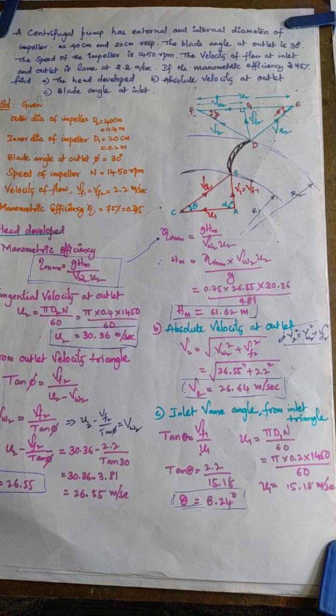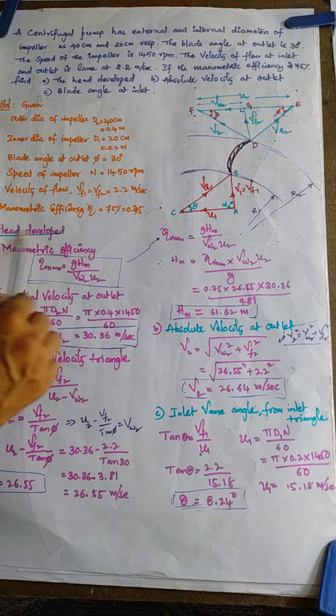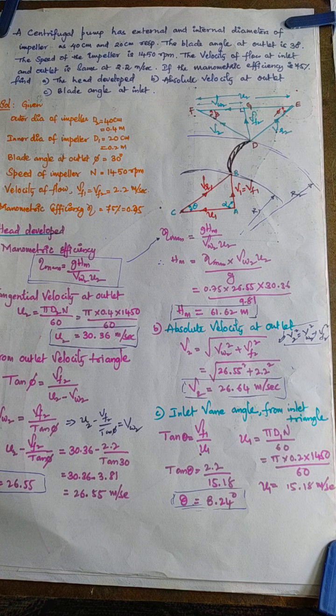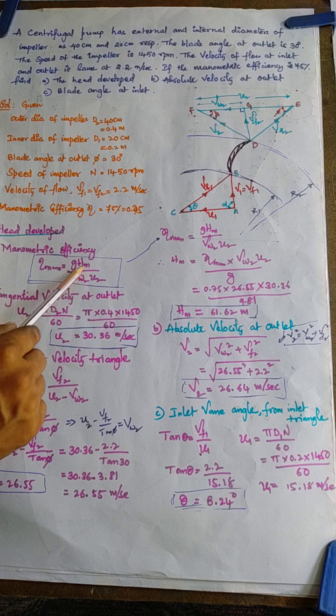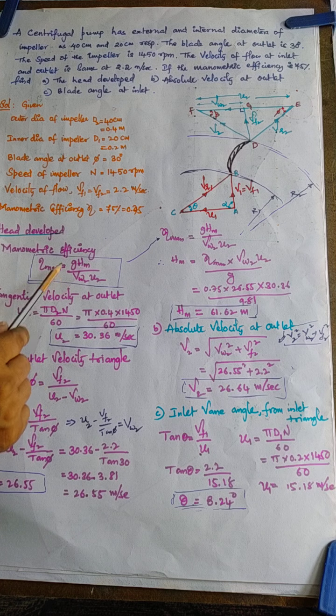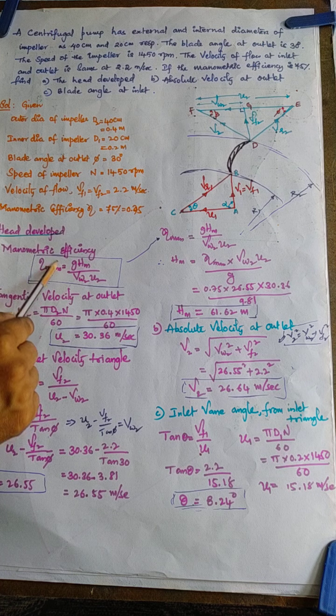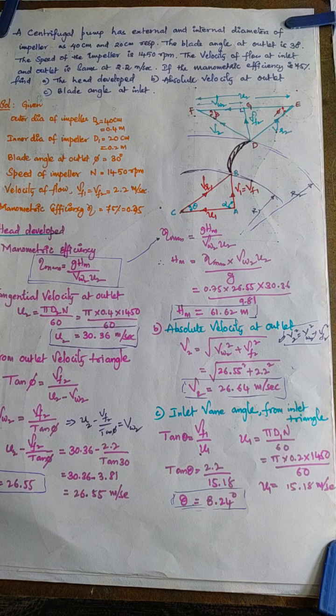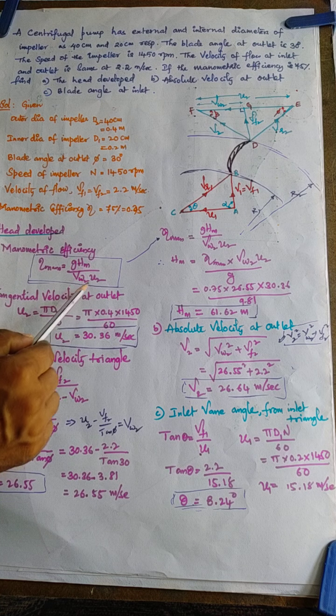In total, 3 types of efficiency are considered in this pump: one is manometric efficiency, the second one is mechanical efficiency, and similarly overall efficiency. So by considering this manometric efficiency only, you will get the manometric head or head developed. So to find this value, manometric efficiency, vw2 value, u2 value, and g value should be known to us, but the value of manometric efficiency is given in the question.